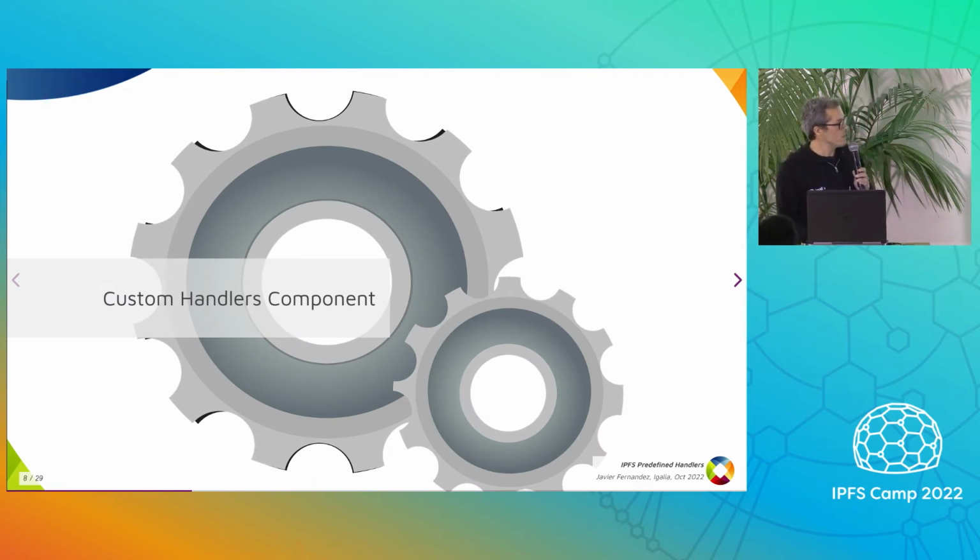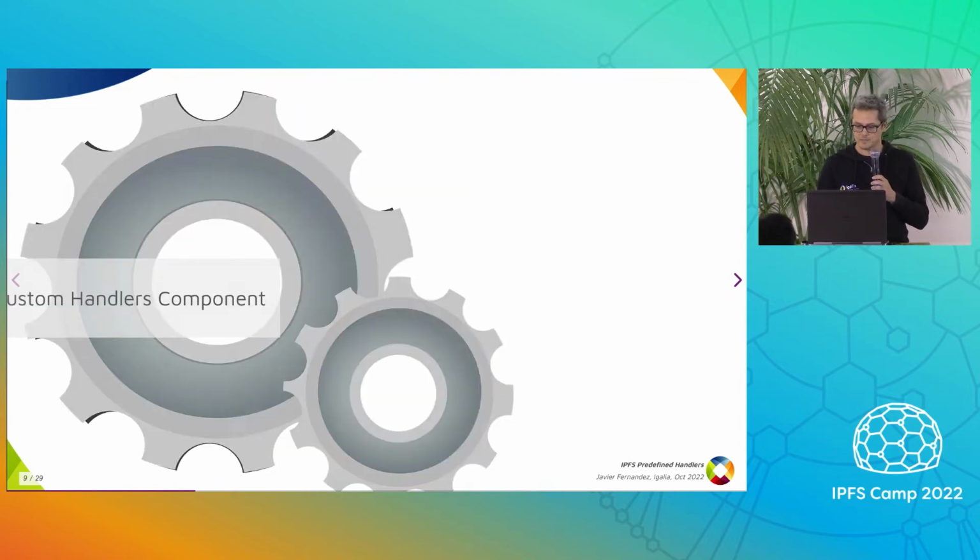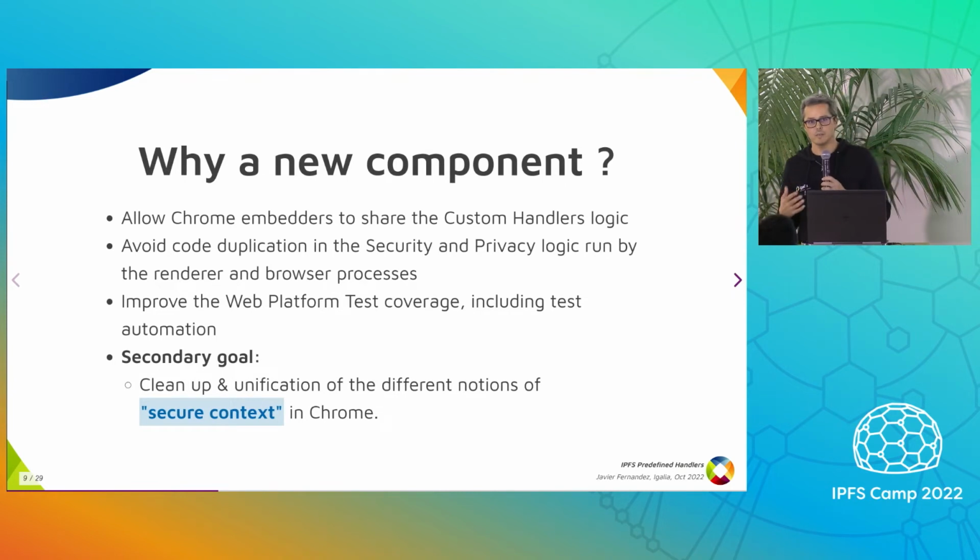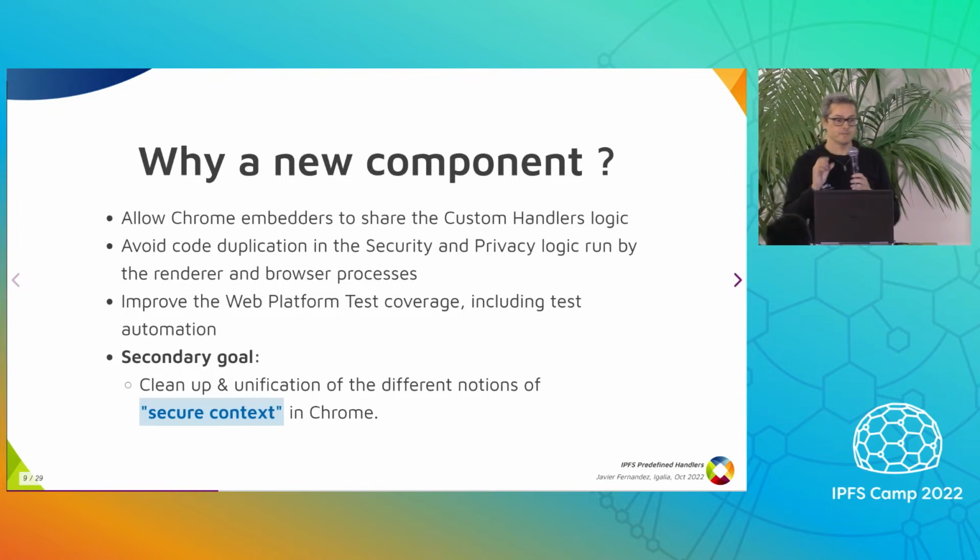So let's talk now about this new component that is now part of the Chromium codebase. Why a new component? Well, the main issue that we wanted to solve is to allow Chrome embedders to share all the custom handlers logic that was before part of the Chrome-specific bits. Another advantage is to avoid code duplication of the security and privacy logic that is run by both the render and browser processes, and also improve the web platform test coverage, including test automation. That's still a goal, but we are close.